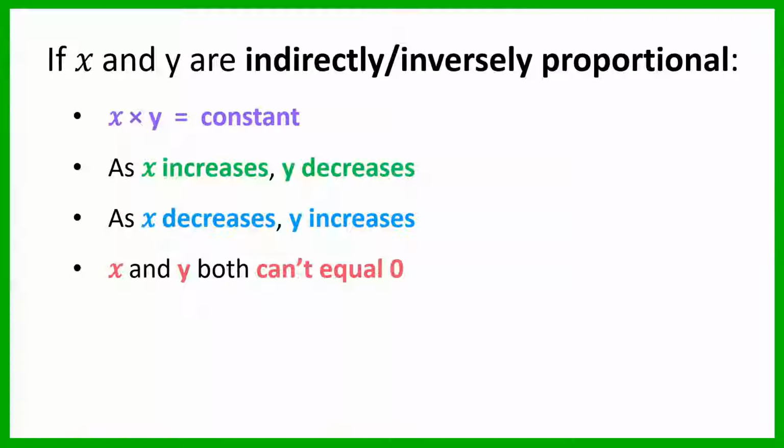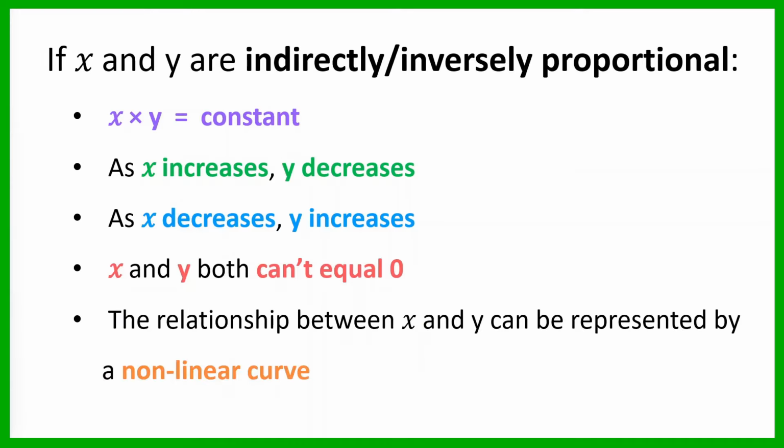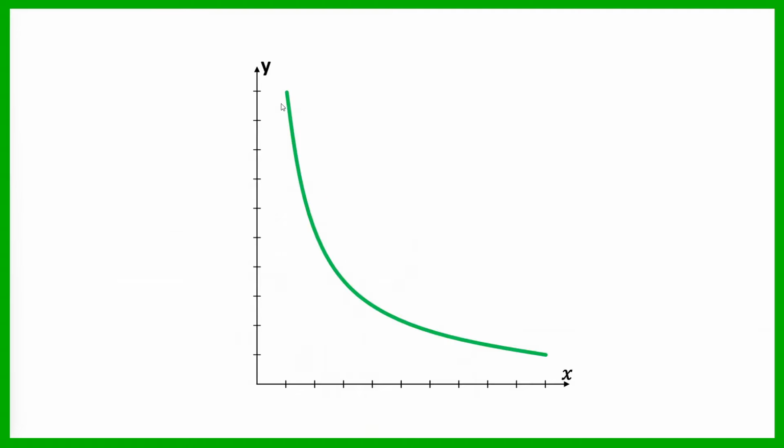X and Y, the two variables, can both not be equal to 0. Neither of them can be equal to 0. Okay, it's just not going to work. And the relationship between the two variables can be represented by a non-linear graph like this over here. Okay, so you can see over here it's non-linear. That means it's not a straight line.